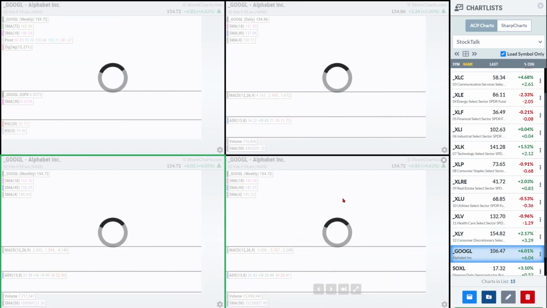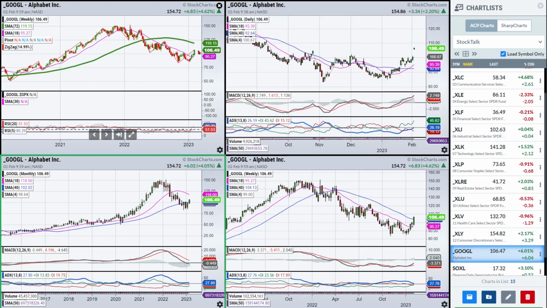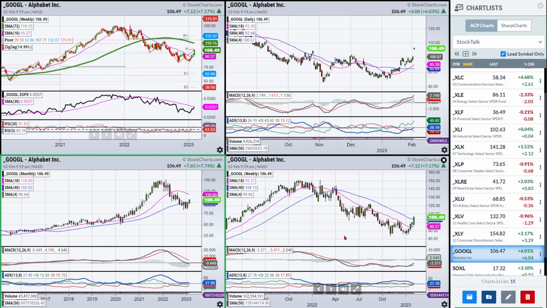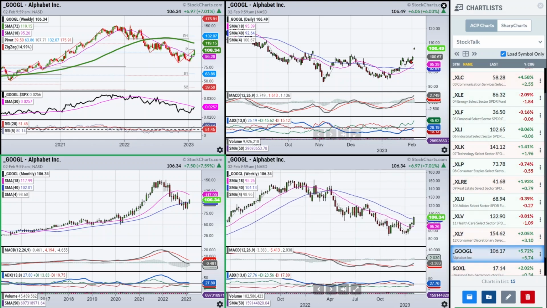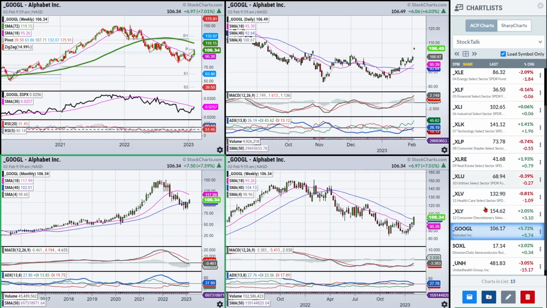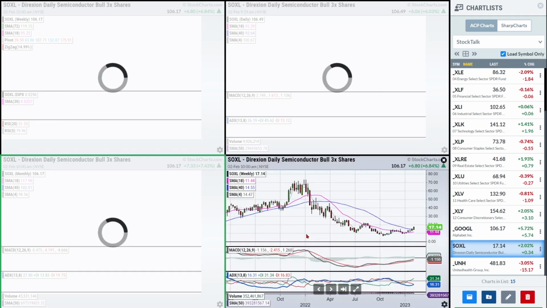GOOGL. For Google, it's a similar pattern to the Meta. We've got some room for this to rally. Now, I wouldn't be surprised if this kind of peters out at 108, 110, but we could possibly work our way up towards the 18-month, which is around 118. I don't view this as a short pattern yet. I think it's too early to even think about. It's probably made a near-term low. We're just going to have to see what kind of a rally this turns into.